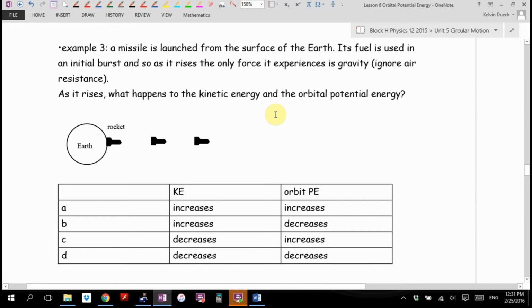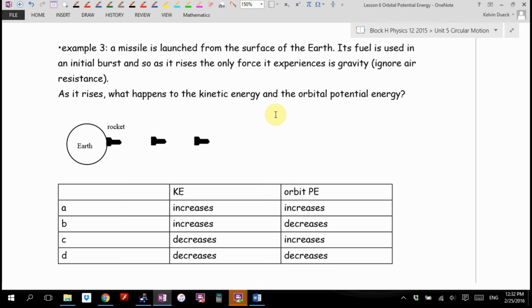Let's do a little thought experiment. Let's suppose we're going to launch a missile or a rocket from the surface of the Earth, but we're going to use all of its fuel up in one mighty burst all at once. In other words, it hits full speed right away and doesn't accelerate anymore. This is just to keep the math simple. So the only force it experiences as it rises is gravity. Let's even ignore air resistance.